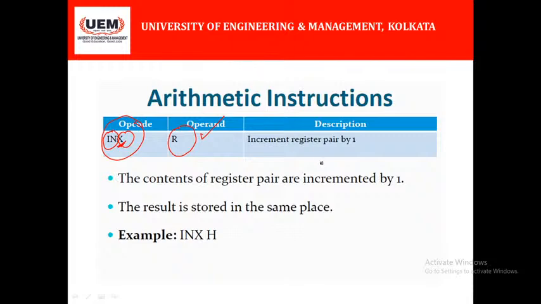So we can increment the register pair by 1. For example, say INX H, then what happens? Suppose initially the value of H and L is 9000. So after the incrementation, H remains the same, but L will be incremented by 1.